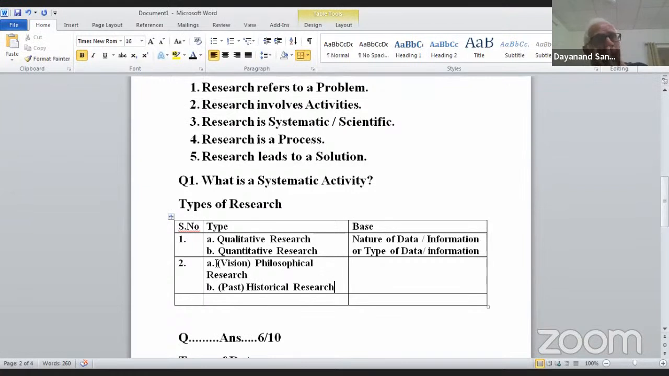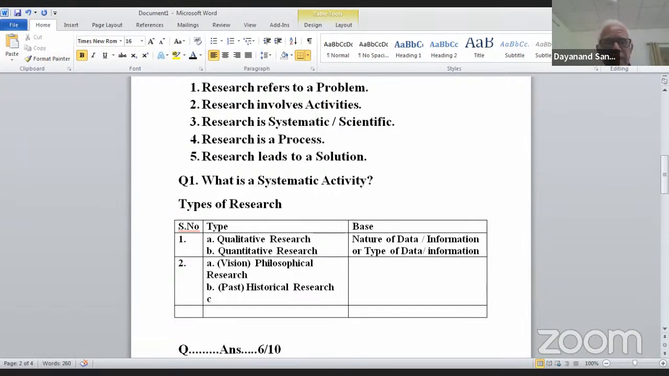In geography, you can do historical research. In education, we can do historical research. In management, people can do historical research. In medical, they can do historical research. No problem at all. Then another is when you want to study something in the present context. When you study something in the present context, then it is a survey research.